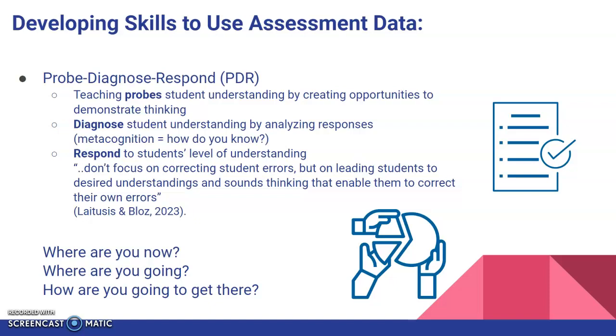And I think this is a really key part at a classroom level when you're thinking about assessing and analyzing student responses. You can really encourage that metacognition by asking them, how do they know? Have them explain their thinking, because that will give you a better analysis of their response so that you can understand and pinpoint exactly where in that assessment they may have misunderstood. And then you respond to their level of understanding. We're not focusing on correcting the student error, but we want to lead the students to the desired understanding so that they are able to correct their own errors in thinking. And so again, that cycle continues and repeats. Where are you now? Where are you going? And how are you going to get there?